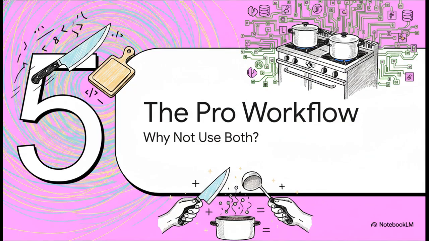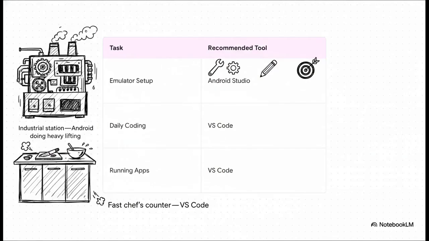Okay, so you've got the fast, customizable chef's counter VS Code, and you've got the powerful all-in-one industrial station Android Studio. It feels like a tough choice, right? But what if I told you that most pros don't actually choose one? What if the secret is to use both? This is the professional workflow. It's all about using the right tool for the right job. So when you need to do something heavy, like set up a brand new emulator, you open up the big industrial machine, Android Studio. But for your everyday coding, your quick edits, the actual fun part, you stick with the fast and light VS Code.